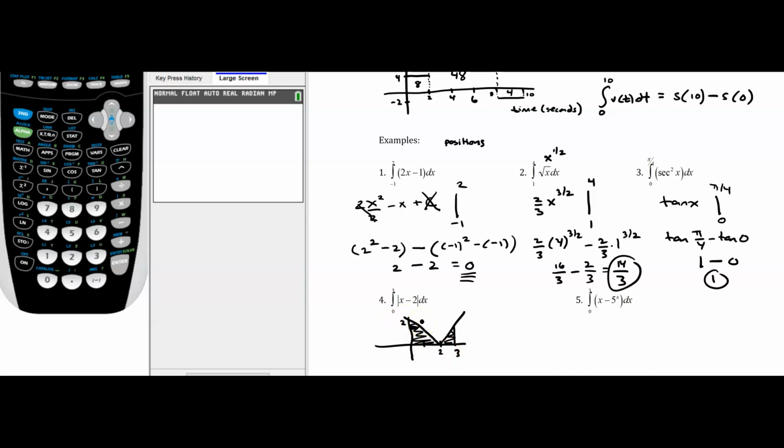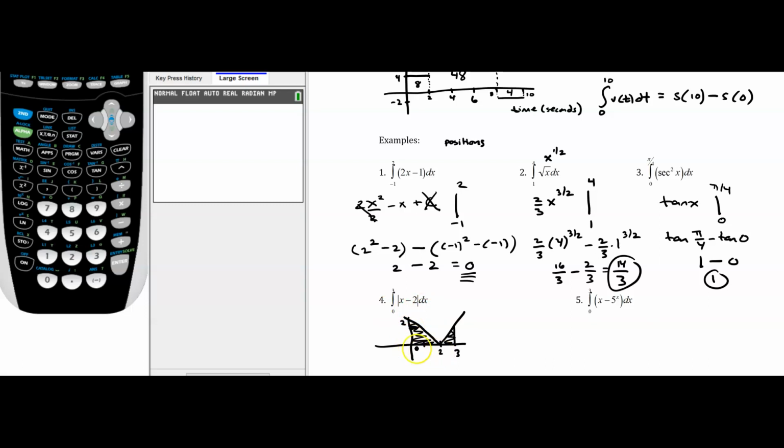And so I can just fall back on my geometric formulas for finding area in order to find this net area, because again, that's what this definite integral means. And so this question is an easier question to answer by going back to what we did in section 5.3.